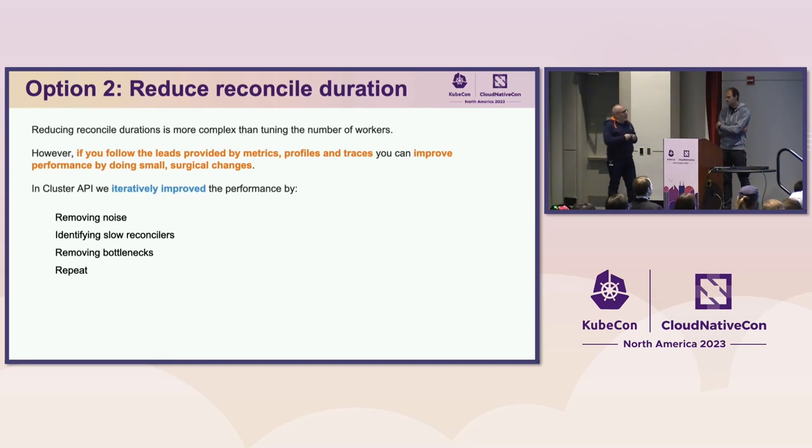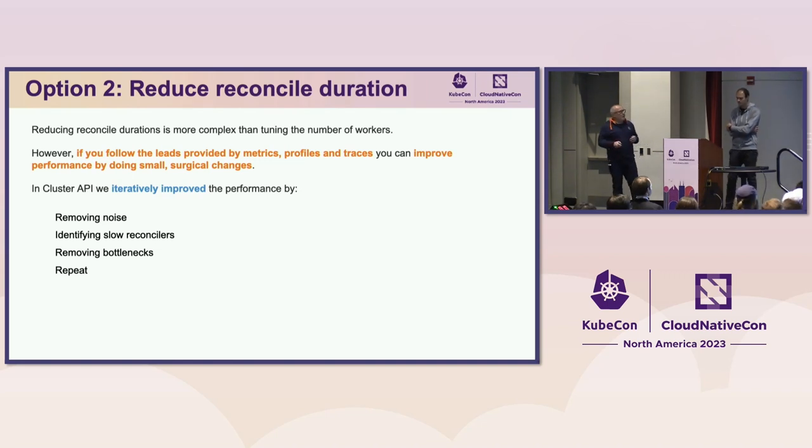The good news is that we learned that if you follow the leads that your metrics are giving you, the leads that the profiling and tracing are giving you, you can improve performance by doing very small surgical changes. And this is really effective when you combine this with mocks and automation, because basically you measure, you find a bottleneck, you address it, and you repeat. And the next slide is about explaining how we did this in Cluster API.